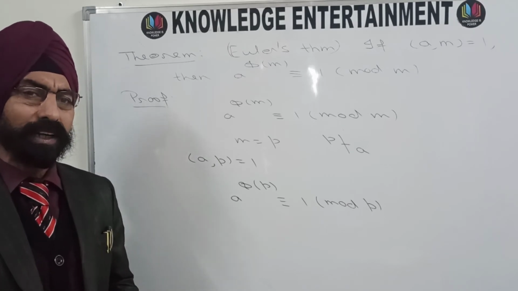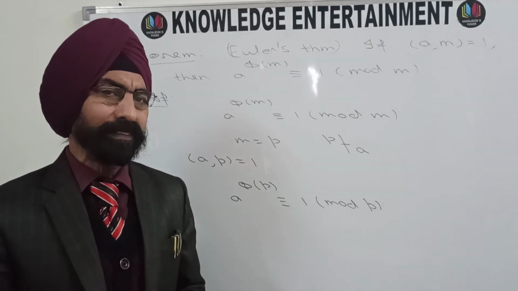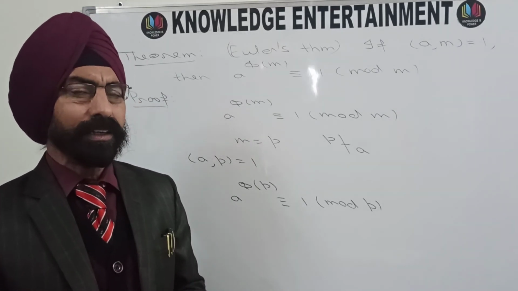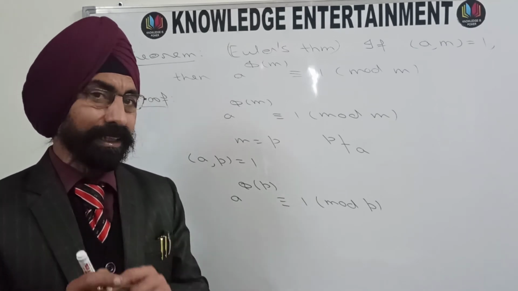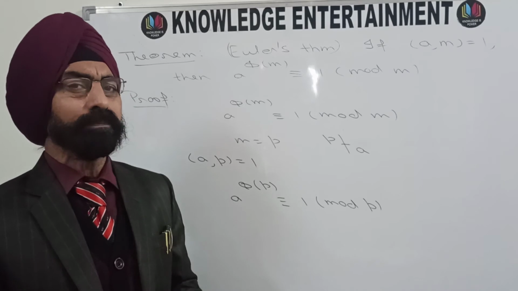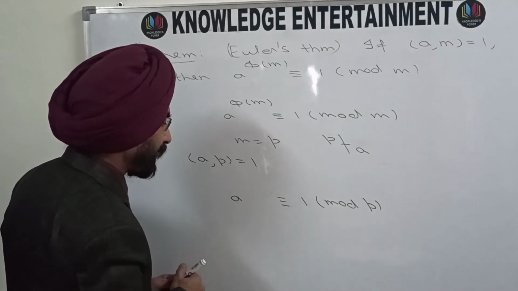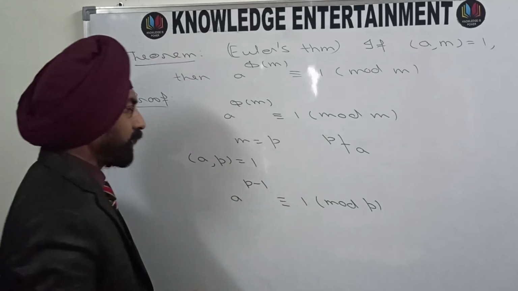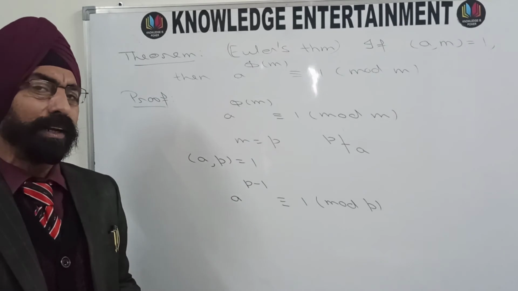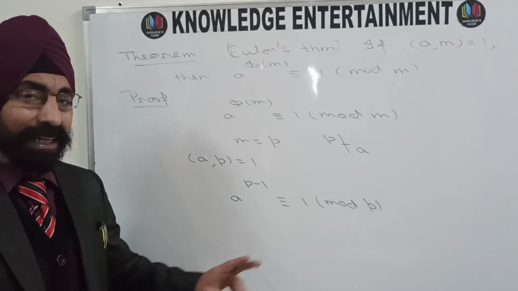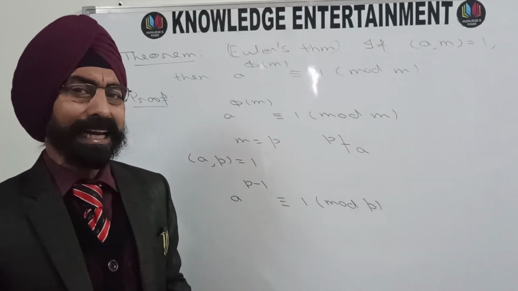GCD of 1 and 7 is 1, GCD of 2 and 7 is 1, GCD of 3 and 7 is 1, GCD of 4 and 7 is 1, GCD of 5 and 7 is 1, GCD of 6 and 7 is 1. That means φ(7) is equal to 6, that means 7 minus 1. Or in general you can say φ(p) is equal to p minus 1. So your result will become a raised to the power p minus 1 is congruent to 1 modulo p. But for this result you must have p to be a prime number that does not divide a.